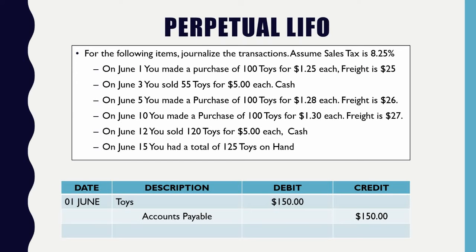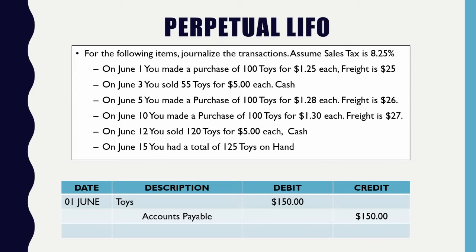So let's take a look at an example where on June 1st, we purchased 100 toys at $1.25 with a freight of $25. Again, the purchasing journal will be identical throughout. It doesn't matter what costing method you use, whether it's FIFO, LIFO, or moving average, your journal will be the same.